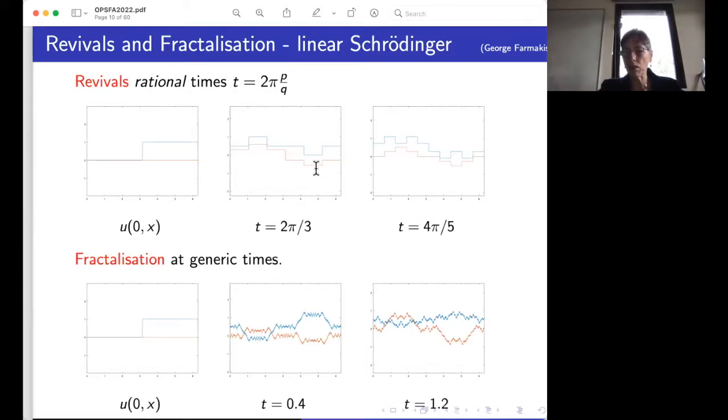There is a real and imaginary part because this is Schrodinger's equation. Whereas if you pick any other time that is not a rational multiple of 2 pi, so a generic time, the solution looks very different. It's very wiggly. It's nowhere differentiable. This is proven analytically, but it sort of looks like that here.